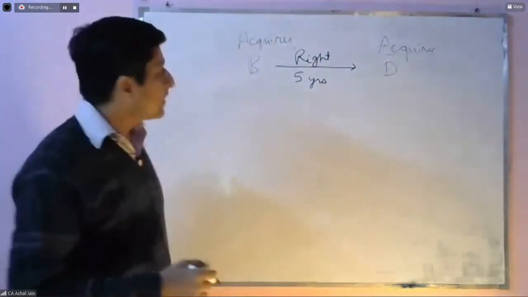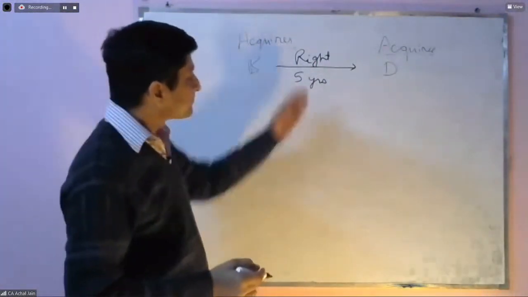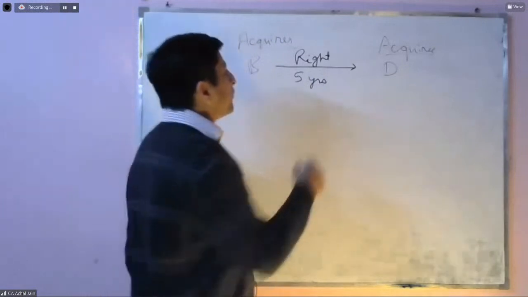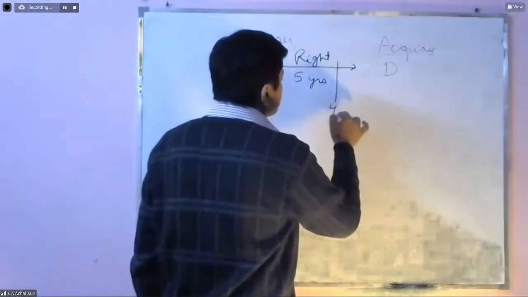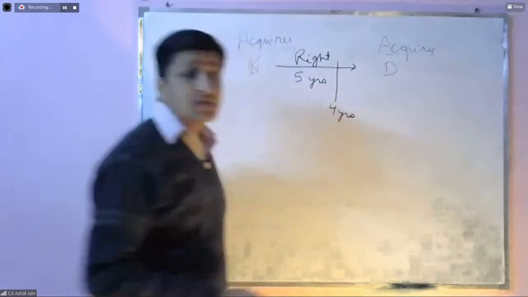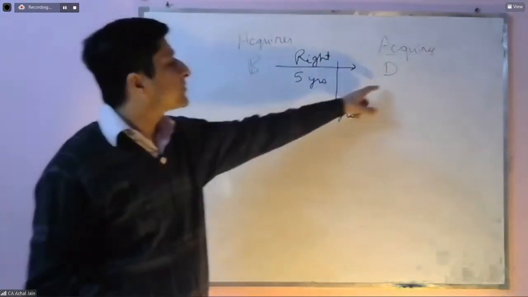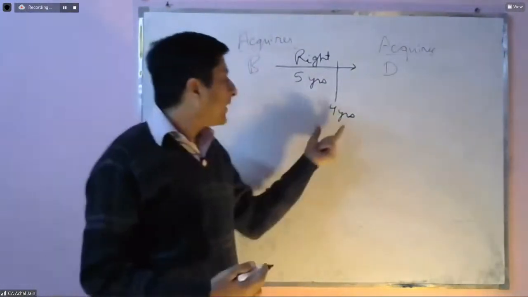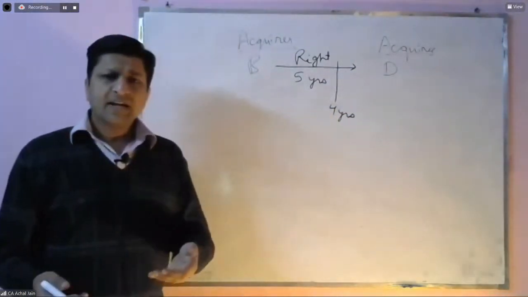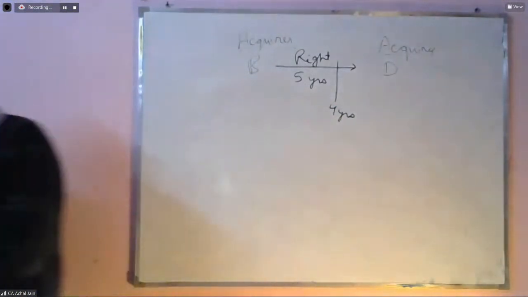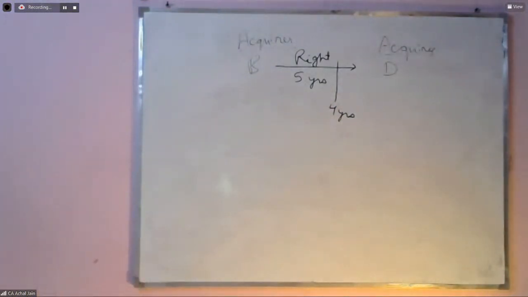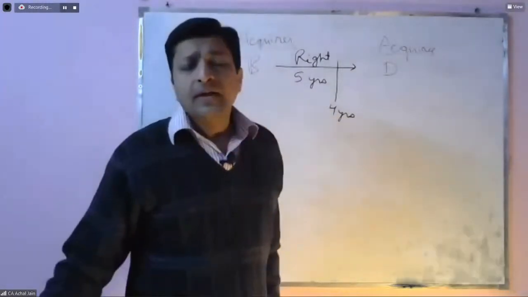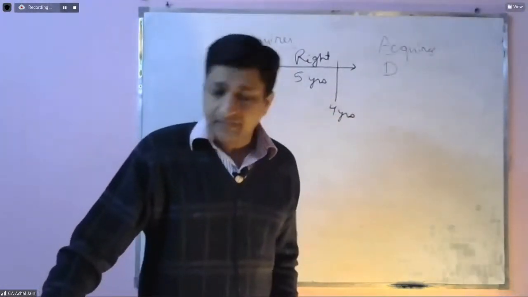Now, let's suppose after 4 years, there's a business combination transaction because of which D gets acquired by B. Now, at that point of time, this right is reacquired. After 4 years, this right is reacquired by B from D.